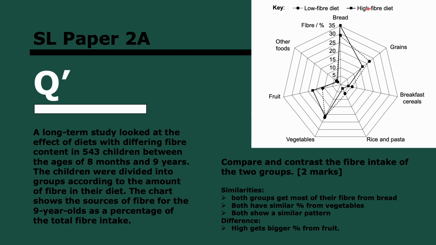However, the high fiber diet gets much more fiber from fruit, and the low fiber, you could say, gets more from grains and breakfast cereals as well, if you wanted to. So be as exhaustive as you can if you have time in these exercises, because they're really, really simple. They're very low-hanging fruit. It's easy to get these marks. Just make sure to write enough.